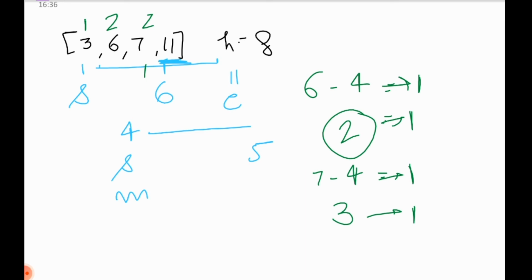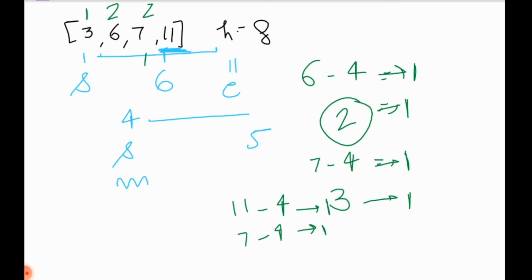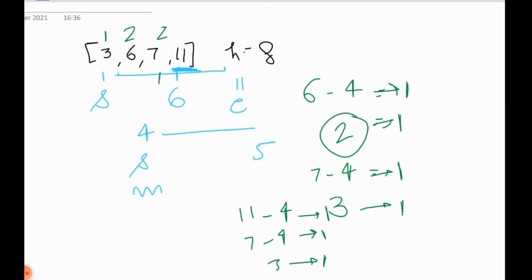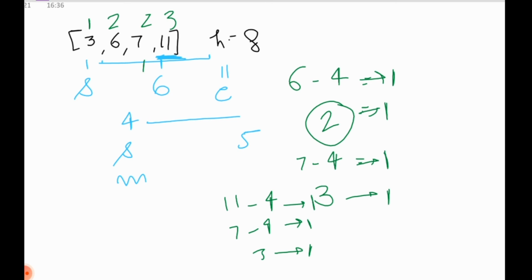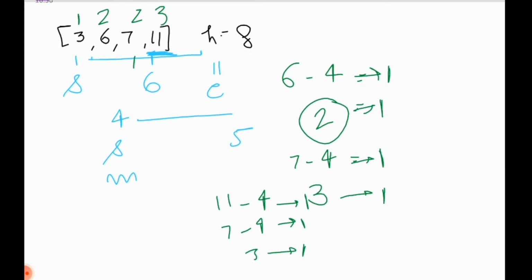Similarly, the last pile has 11 bananas. So 11 minus 4 will take 1 hour. We have 7 remaining. 7 minus 4 will take 1 hour. We have 3 remaining. 3 will take 1 hour. So 3 hours for the last pile. Now let's add them. 3 plus 2, 5 plus 2, 7 plus 1, 8. So the hours are equal to 8. Therefore Koko can finish eating all the bananas in the given time if I allow Koko to eat 4 bananas per hour. Therefore 4 is again a potential answer.